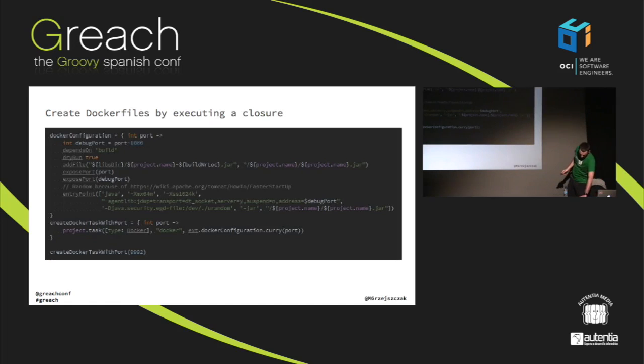Okay, another thing that looks cool, but actually we stopped using it, is creation of Docker files. So I created a closure that has a single argument called port. I create all the necessary stuff in terms of exposing ports and things like that. What's crucial is this is a closure, right? And for each of the projects that I needed that to happen, I'm creating a task of type Docker where I curry in the port.